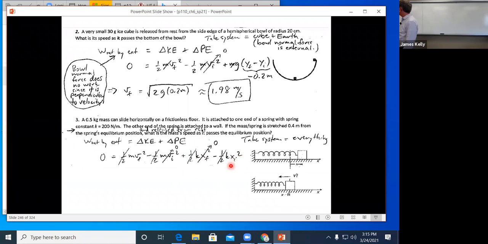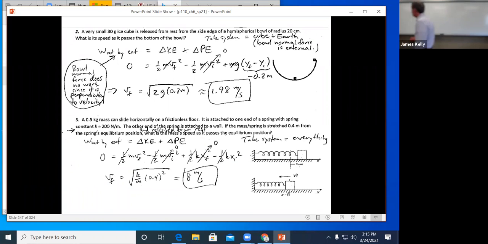So x initial is 0.4 meters, I believe. I know it's kind of small up there for those of you in the classroom. And x final is 0. That's why I'm sort of throwing that away. It's released from rest, so v initial is 0. And we want to find v final, so that's our variable to solve for. Nothing more complicated than the kind of stuff we've been doing. Just solve for v final, and I get 8 meters per second. Just as an example of using that. Any questions on that one?